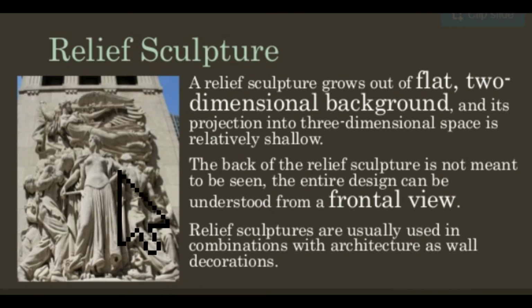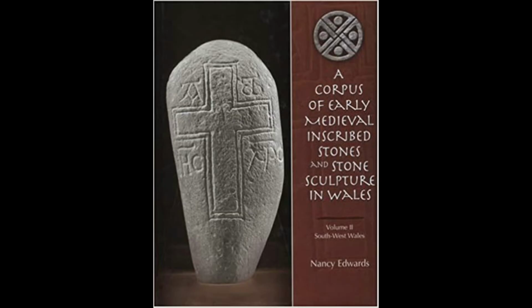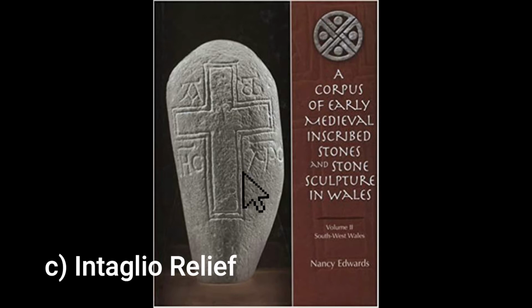And there are three main types of relief sculptures. The first is high relief, where elements project prominently out of a base. The second is bas relief, where elements project but very close to the base. The third is intaglio, where the features are sunken onto the surface.